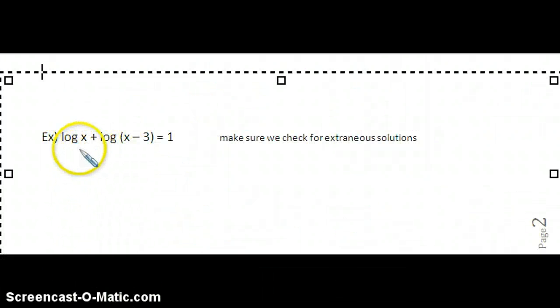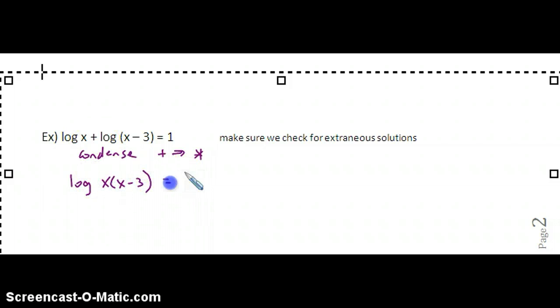Okay, so for this problem here, we've got a log of x plus a log of x minus 3 equals 1. So I've got 2 logs on one side, so first thing I'm going to do is condense. And again, I'm adding 2 logs, so I know that when I condense, I can change it to multiplication. So it'll be the 1 log of x times x minus 3. And so really what that is the log of x squared minus 3x is equal to 1.